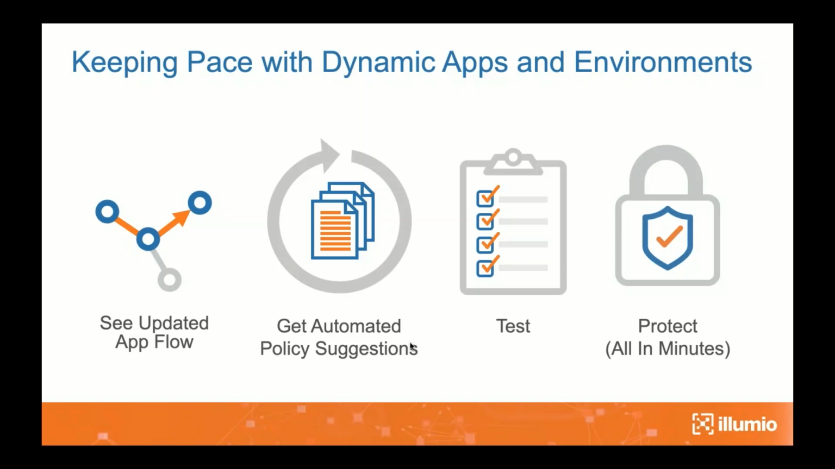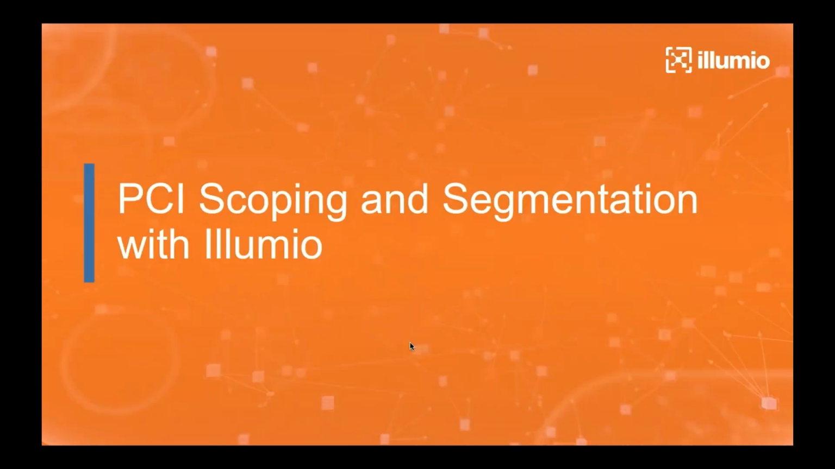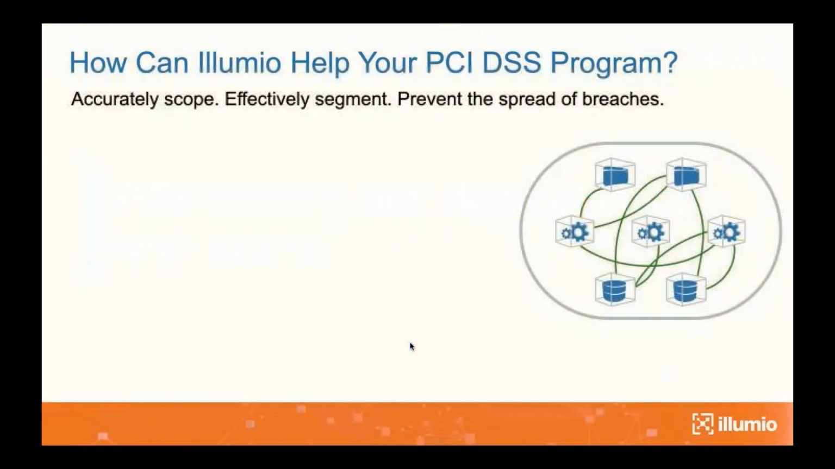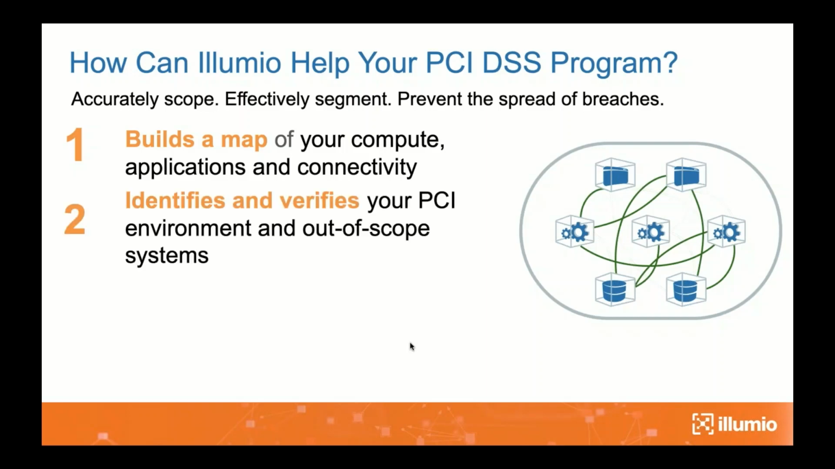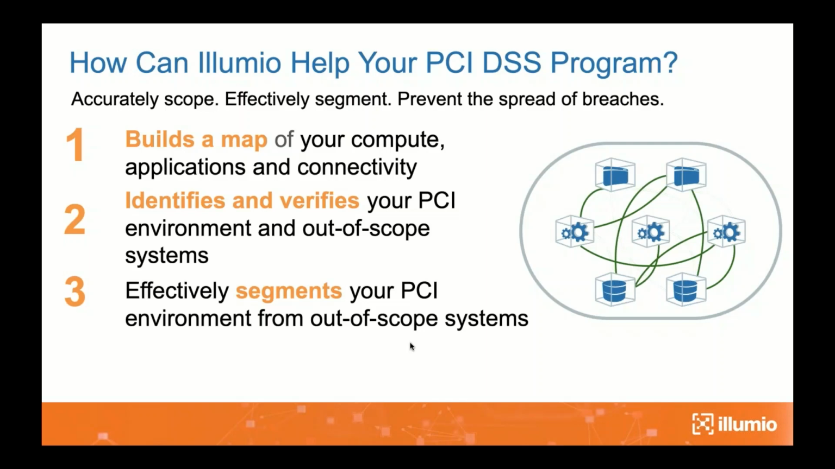So you want your segmentation to be dynamic, and you want to be able to do this at scale. And Illumio can help you with this. So just to quickly summarize how we help you with this, it will help you build a map of your environment, the applications, the connections and flows, the dependencies. You then use this map to identify and validate your PCI environment as well as your out-of-scope systems. And then Illumio recommends the applicable firewall rules based on the application's normal behavior.